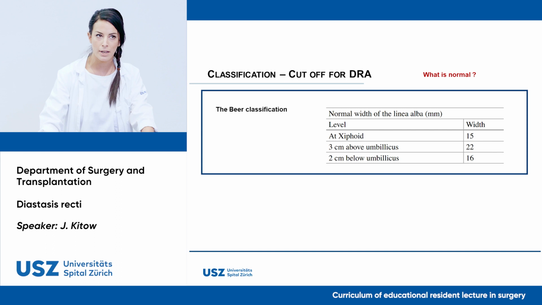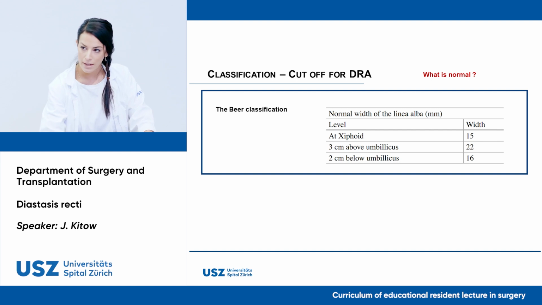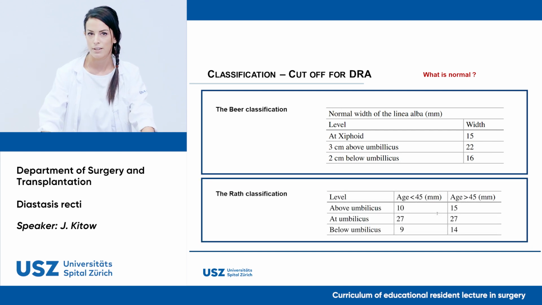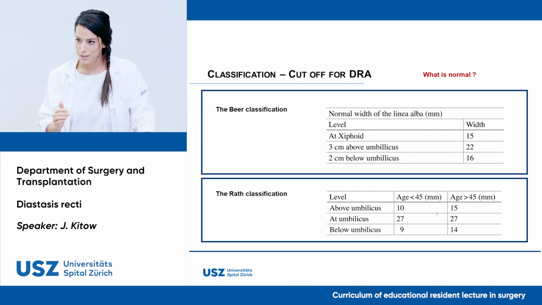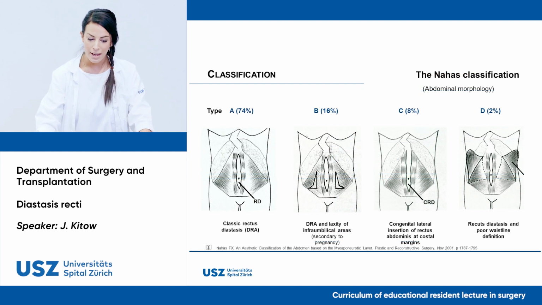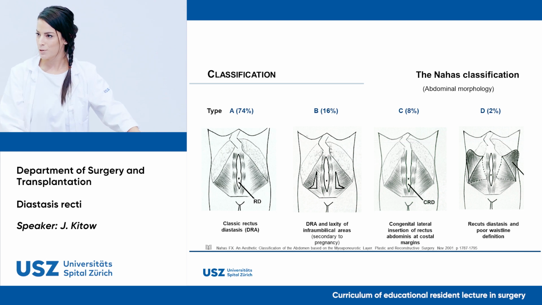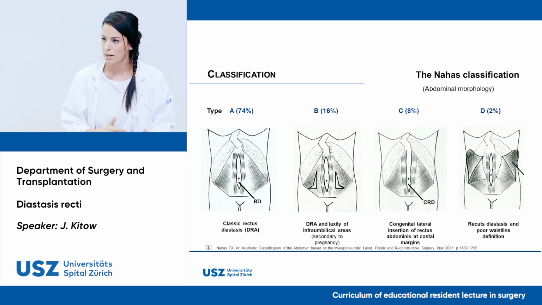I told you before in the beginning that there are various classifications of diastasis rectus abdominis. I will just show you some. There's the Bear classification that uses the width of the linea alba at certain levels of it. The next classification is the Rath classification, also using the width of the linea alba, but at different levels, and it takes the age into concern as well. And then there's the Nahas classification, using the abdominal morphology. So they separated the rectus diastasis in 4 types.